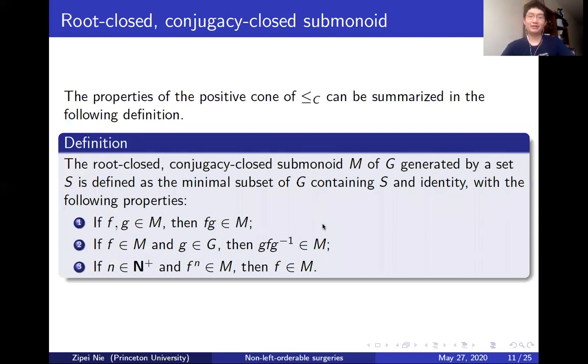Now we summarize the properties of the positive cone of the order C here. The first and the second properties guarantee that it's invariant under left multiplication and under right multiplication. And the third one is also satisfied by the order C. If f to the nth power is positive under order C, that means any conjugate of f to the nth power is positive under the left order, which implies any conjugate of f is positive under the left order, which means f is positive under order C.